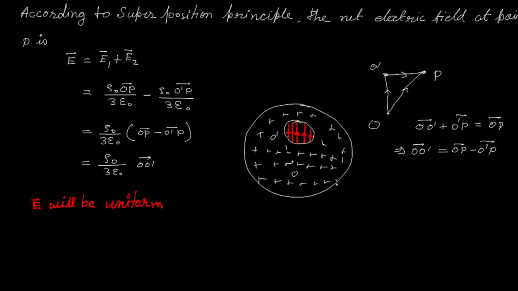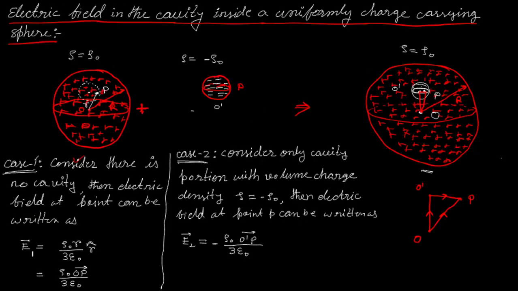If we want to calculate the field at a point outside the cavity, let's say here or here, what do we have to do? Again, we can divide it this way. Let's say we have to calculate the electric field here. First, we calculate the electric field at this point because of the full sphere, so we will use this concept.